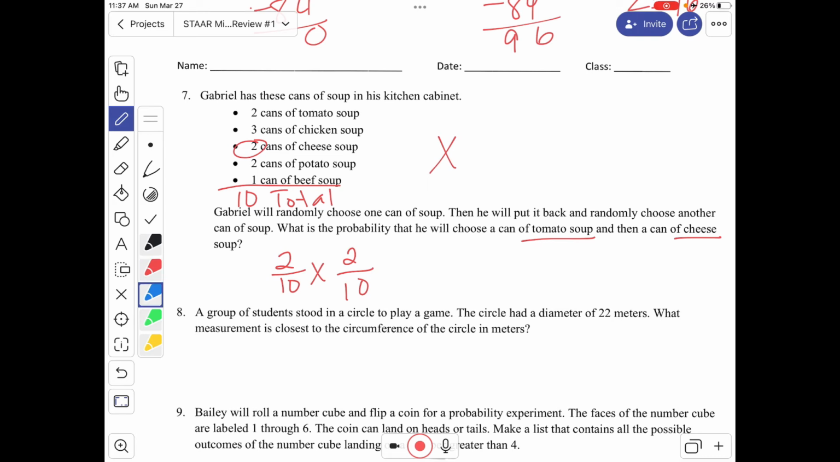You can simplify before you work that out. And we get 1 times 1 is 1, and 5 times 5 is 25. So the probability of him getting both cans of soup is 1/25.